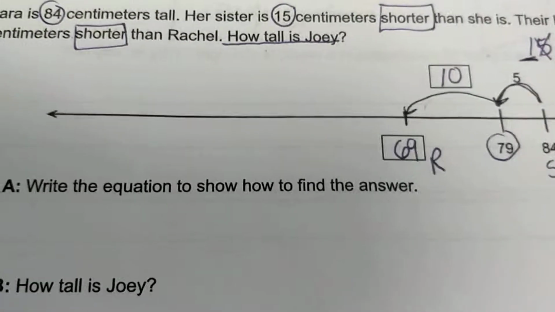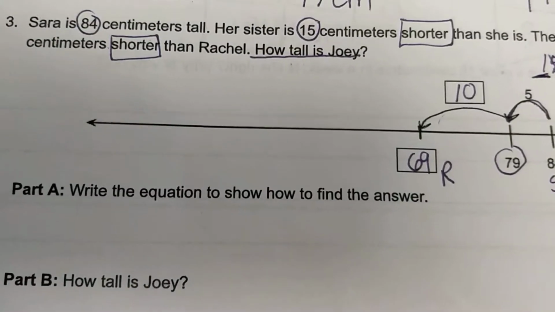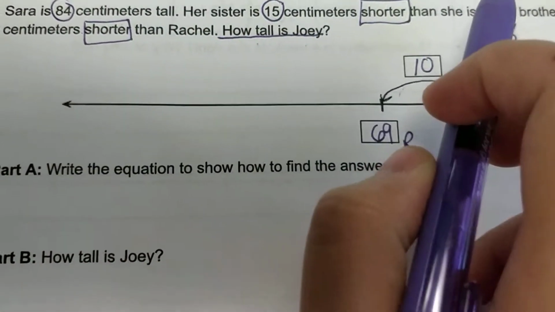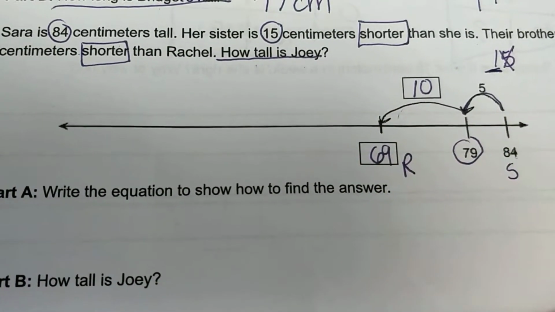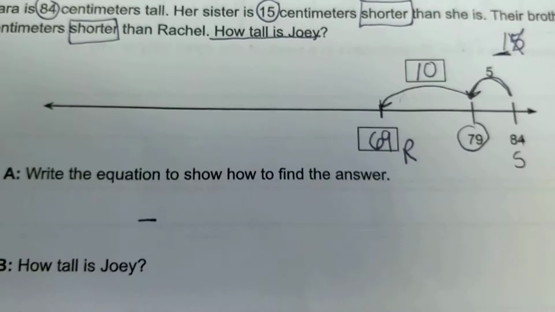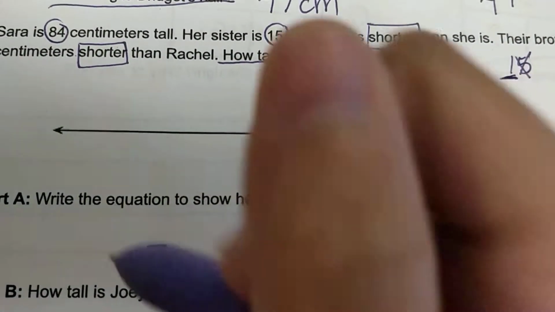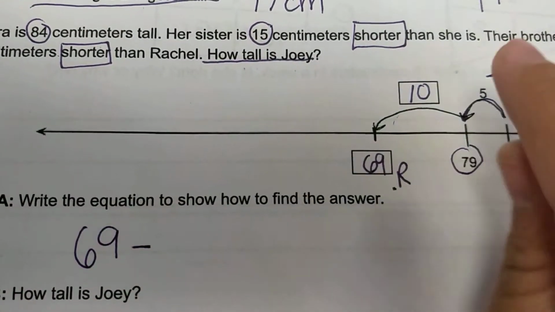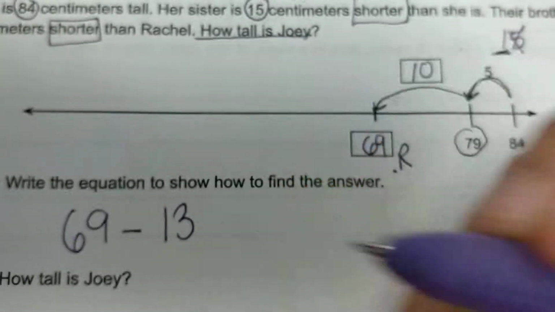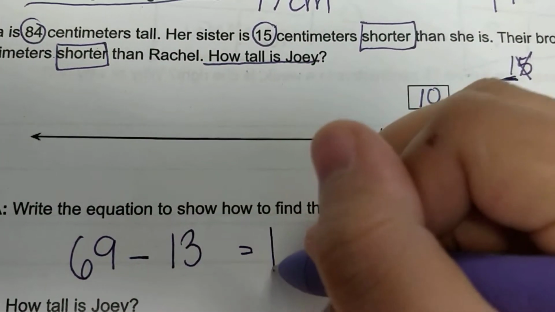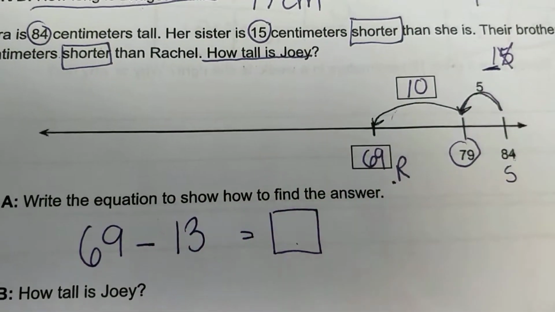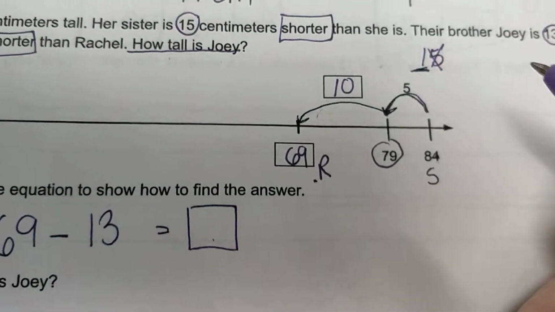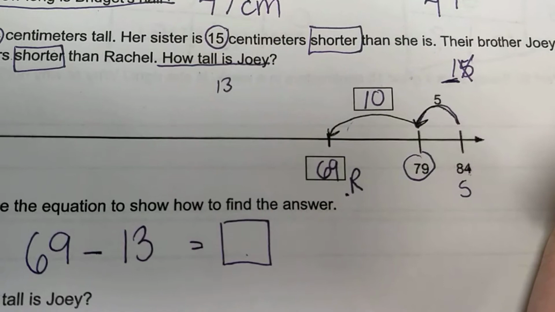Alright, welcome back. Okay, so we have part A. We have to write the equation to show how to find the answer. Well, if we know Joey is 13 centimeters shorter than Rachel, I have to subtract again. So I know it's going to subtract. Well, I know Rachel is 69 centimeters tall. We know that Joey's 13 centimeters shorter, so we're going to take away 13 here. But we don't know how tall he is. So I can go back to my number line and find out really quick. Remember he's 13 centimeters shorter.